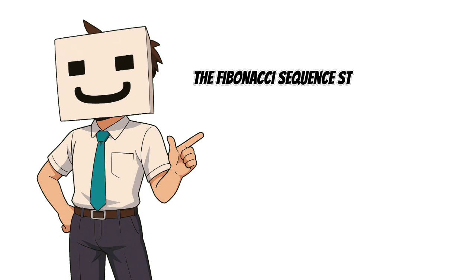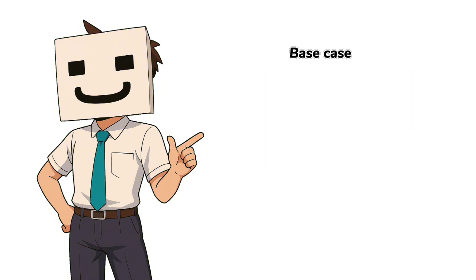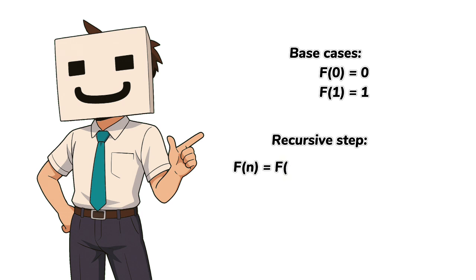Example 2. Fibonacci sequence. The Fibonacci sequence starts with 0 and 1, and each next number is the sum of the two previous ones. Base cases: f(0) = 0, f(1) = 1. Recursive step: f(n) = f(n-1) + f(n-2) for n ≥ 2.